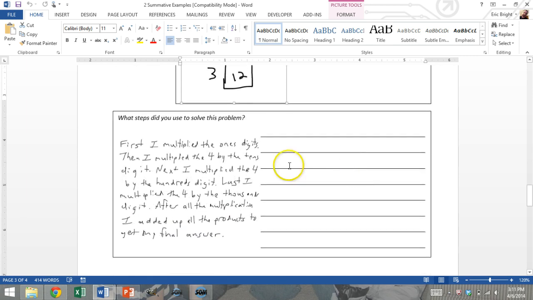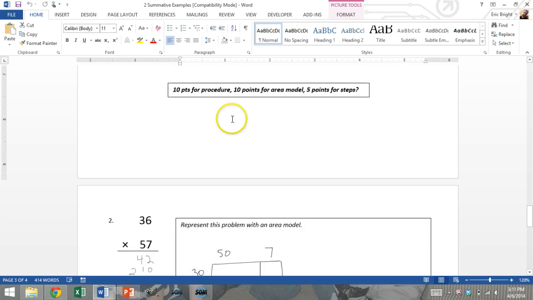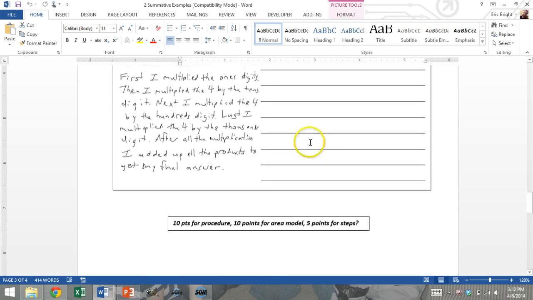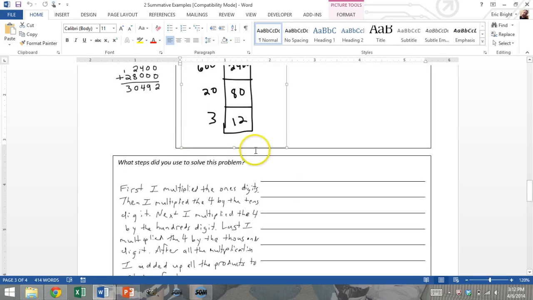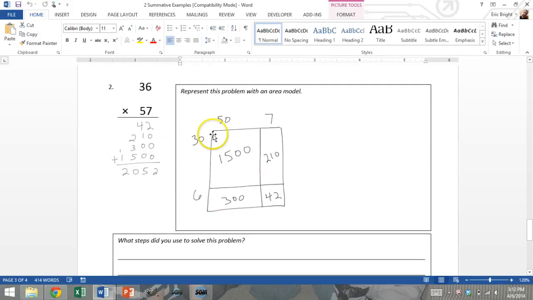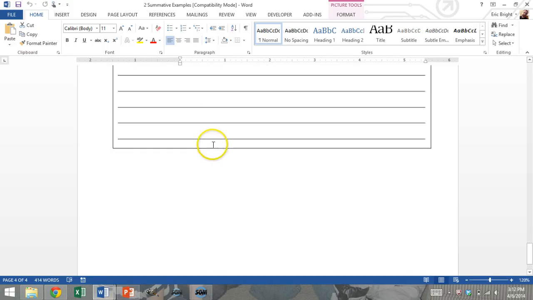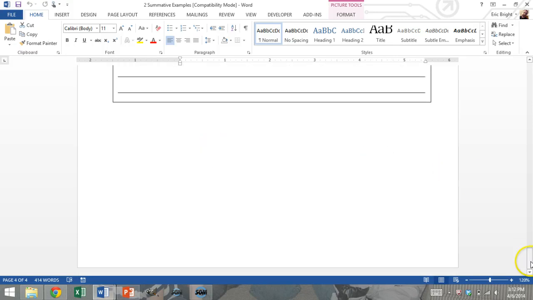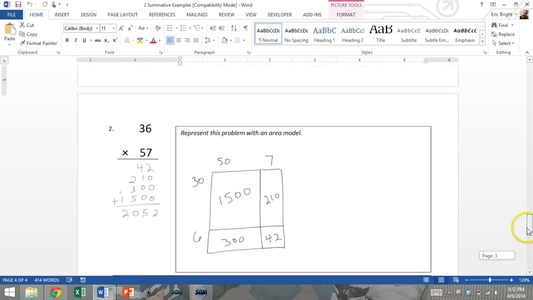Okay, and then they write out in words what steps they used to solve that. And so there's an example of that. And I mentioned that maybe what I would do is 10 points for the procedure, 10 points for the area model, and maybe 5 points for writing out the written procedure. And again, here's one question, and you could have 4 of those questions be a mini quiz, and it adds up to 100 points. So here it is with 2-digit times 2-digit, the same sort of thing, and you can go that route.